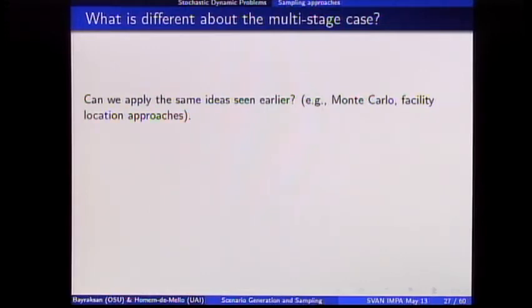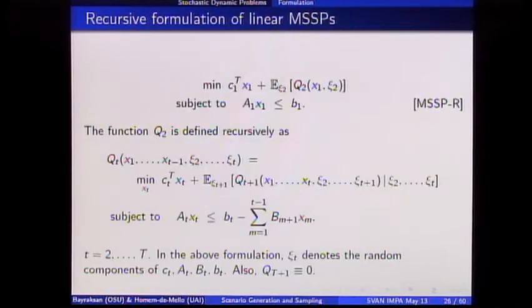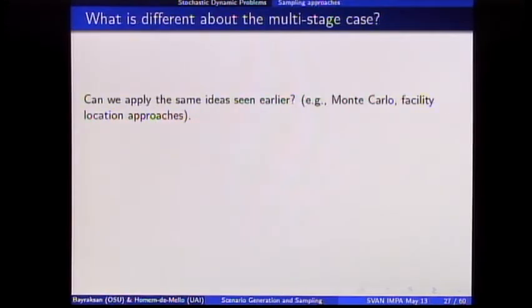Okay, so let's understand what is so different about this multi-stage case compared to, say, the two-stage case we saw earlier. So why is it so hard? We had seen these approaches, like the facility location. We had seen Monte Carlo methods. Well, why can't we just apply all that stuff here? I mean, after all, this is just a function. If you look at this formulation, this is just a function of xi. In principle, we were calling this a g function before. But what is different about this?